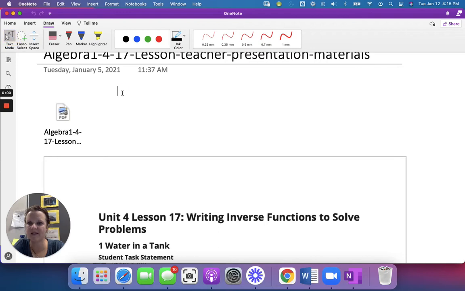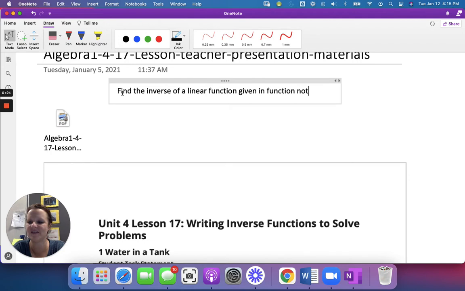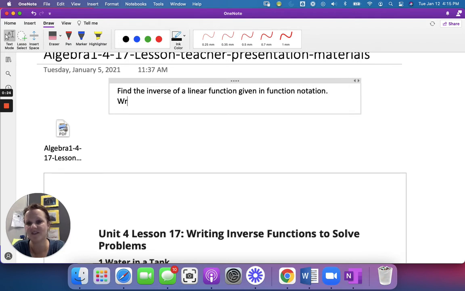Hey there, let's look at lesson 17. So the goals today are to find the inverse of a linear function given in function notation. Also, write a linear function and an inverse function.